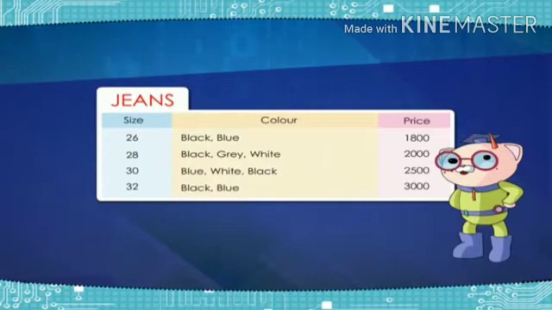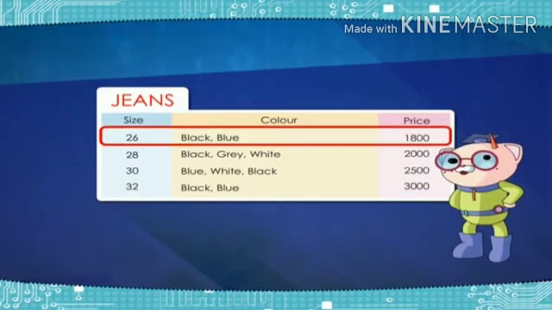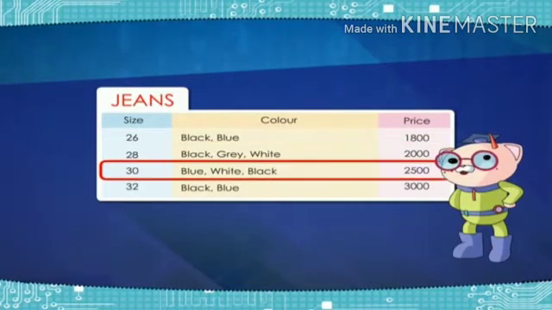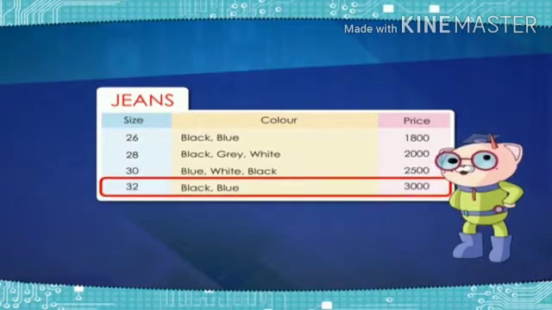For example, the table given below shows a record of jeans kept in a garment shop. Size, color, price. 26. Black, blue. 1800. 28. Black, grey, white. 2000. 30. Blue, white, black. 2500. 32. Black, blue. 3000.